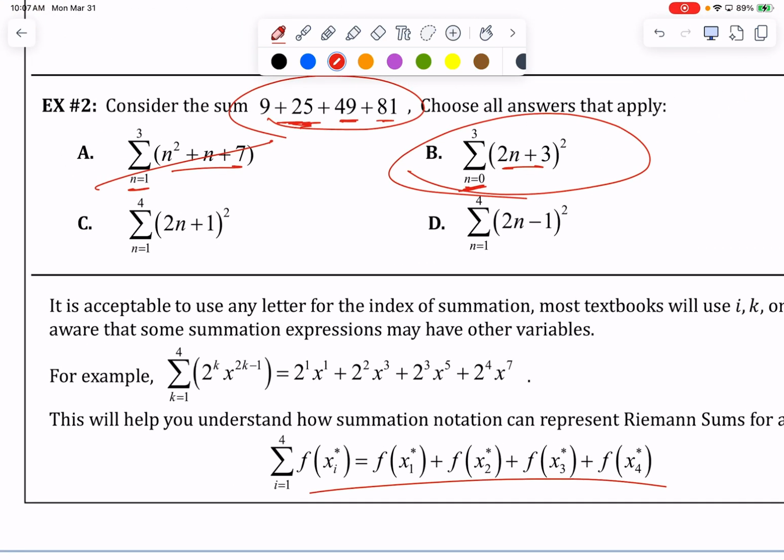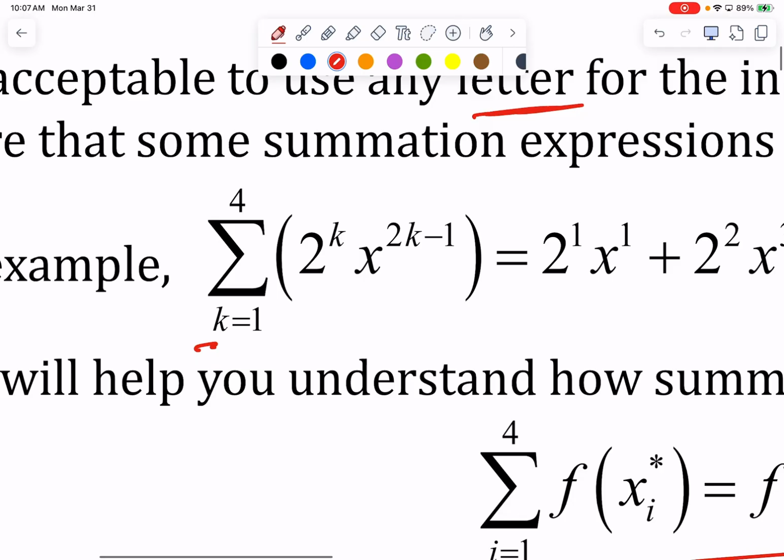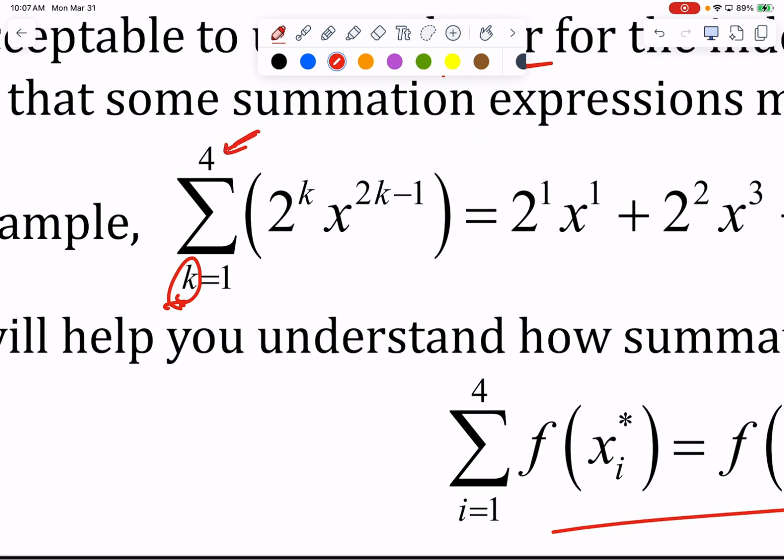Now, what we're going to look at is it's acceptable to use any letter for the index of summation. We just use k, but they might use something else. They might use I. I have seen them use I equals 1. It doesn't matter what they use here. The only thing they typically won't use is n, because n will be the upper limit. They'll always do n for the upper limit, because they'll say n equals 4, which means do 4 rectangles, or n equals 5, which means do 5 rectangles, or n equals 10, which means do 10 rectangles.